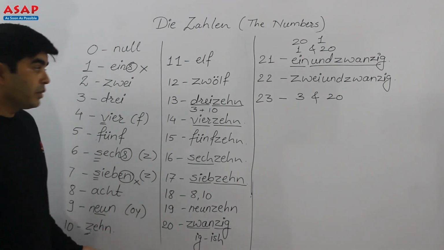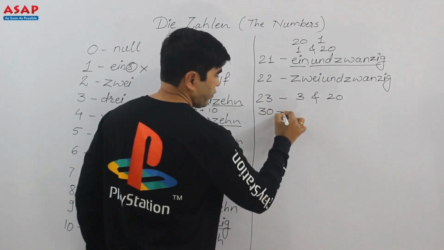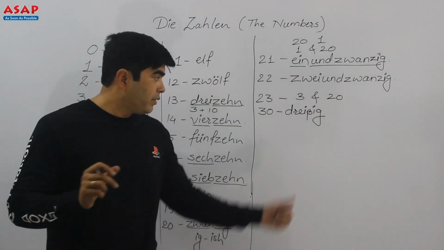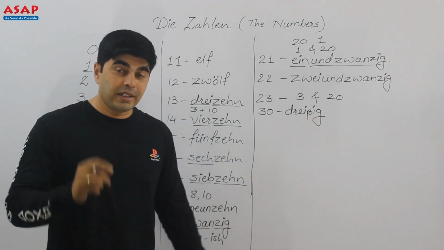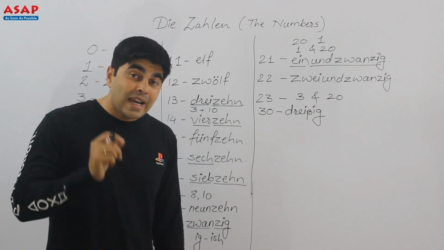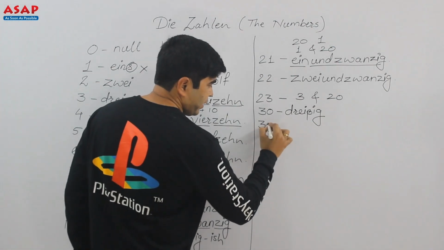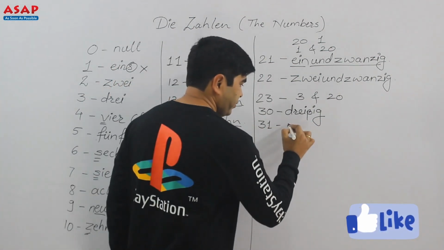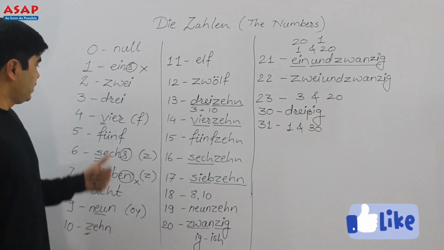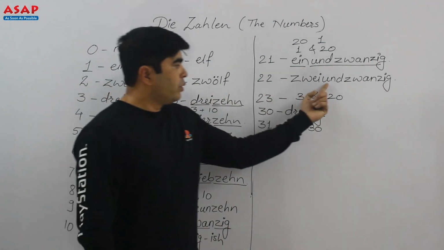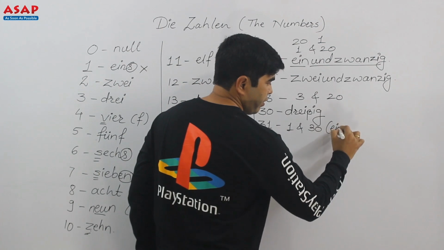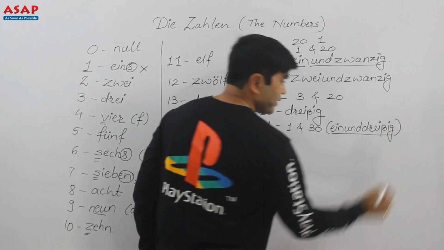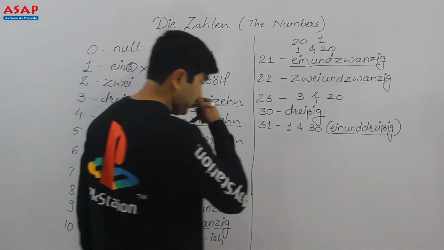And then how do you say 30? 30 will be dreißig. In case of 30, it is a little bit different. It is dreißig. I'm saying it once again, listen carefully. So how do you say 31? You know the logic, right? Instead of saying 31, say 1 and 30. It is ein und dreißig. And remember, this is going to be a single word: einunddreißig.